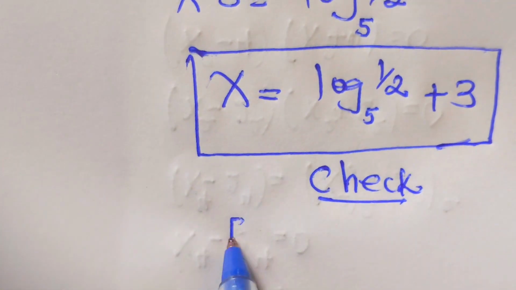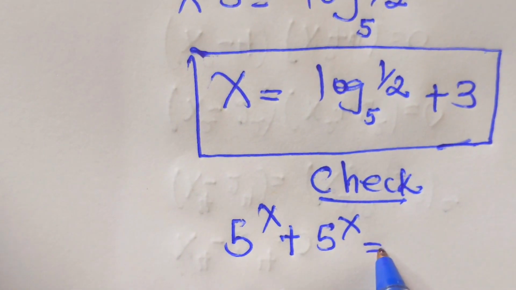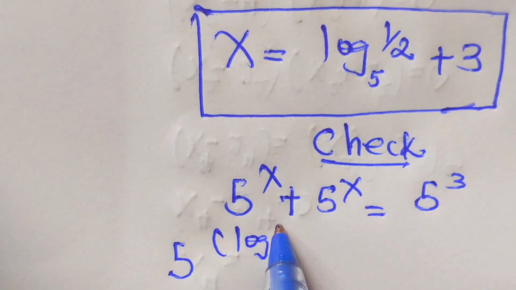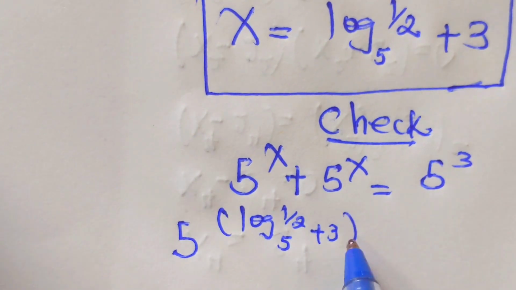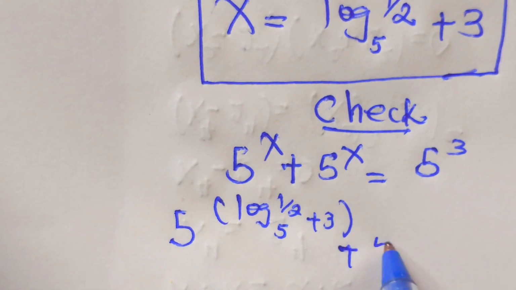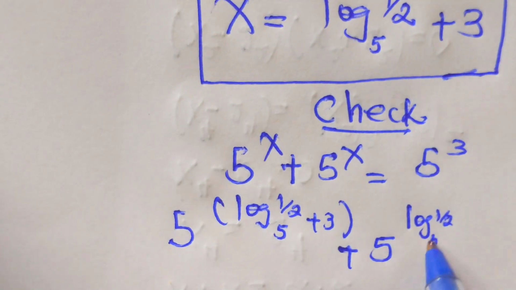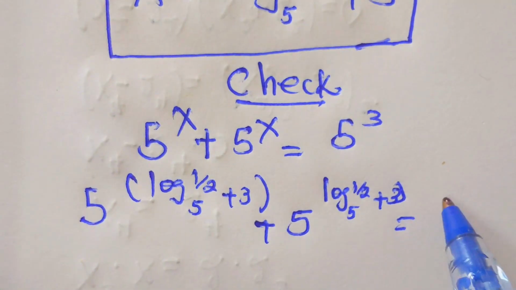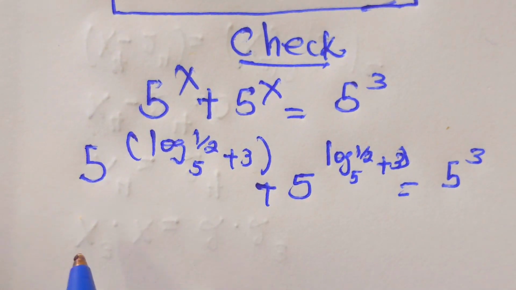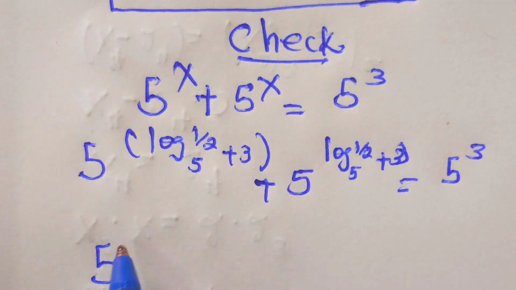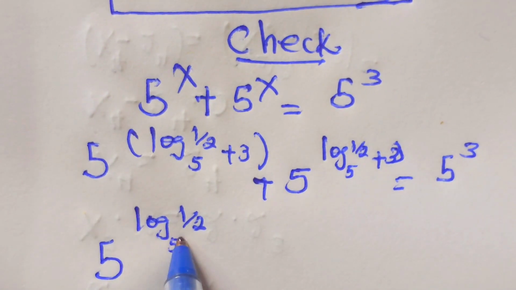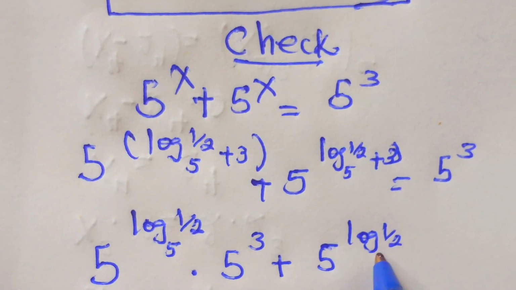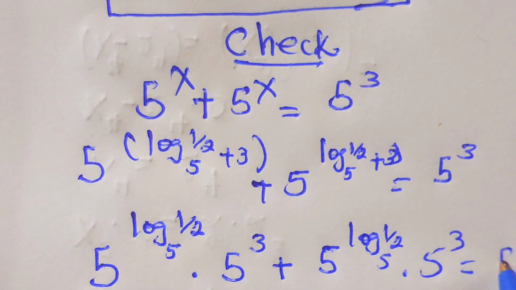So I copy the question: 5 power x plus 5 power x equals 5 power 3. Here we have 5 power logarithm of 1 over 2 to the base 5 plus 3, plus 5 power logarithm of 1 over 2 to the base 5 plus 3, equals 5 power 3. Of course here we get 5 power logarithm of 1 over 2 to the base 5 times 5 power 3, plus 5 power logarithm of 1 over 2 to the base 5 times 5 power 3, equals 5 power 3.